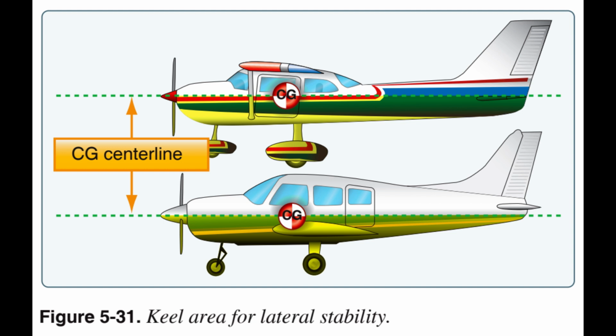Thus, when the aircraft slips to one side, the combination of the aircraft's weight and the pressure of the airflow against the upper portion of the keel area, both acting about the CG, tends to roll the aircraft back to wings level flight.